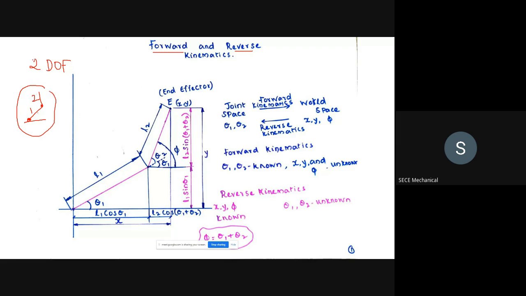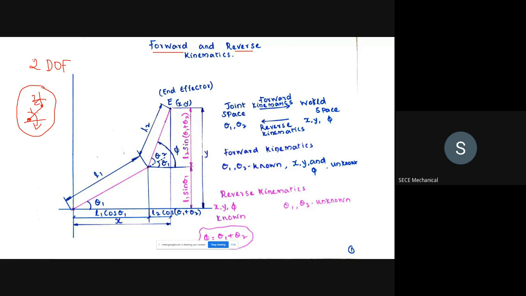In this picture, you can see that you get 2 degrees of freedom, it is 1 and 2. Now, this picture shows the first joint and the second joint. And this is the final point, given as E. E stands for end effector. Here I am going to use the letter E for end effector.